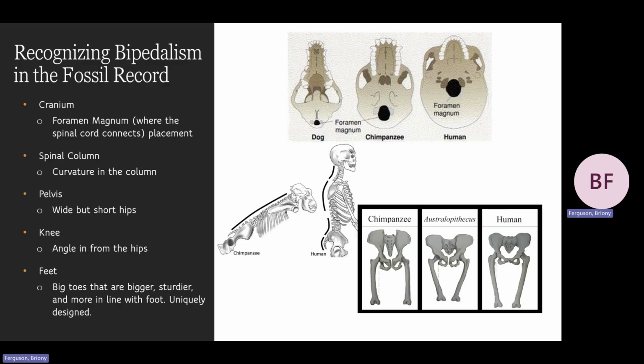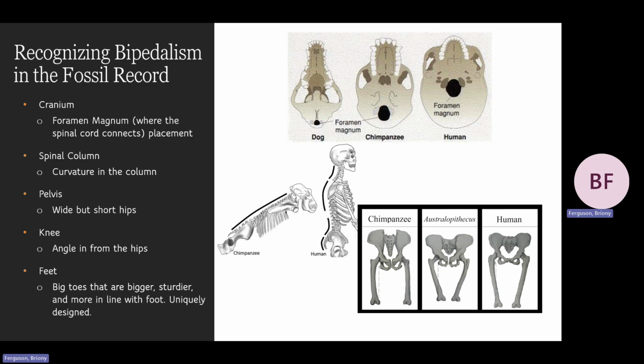We also look at the pelvis. You can see the chimp's is fairly long and thin. Australopithecus is somewhere in between, but it does resemble a human more than it does a chimp. It is wider, it is more bowl-shaped. And then humans have a wide, short, and very bowl-shaped pelvis. So we have a much larger area in between each os coxa, and it angles forward more instead of being very straight.